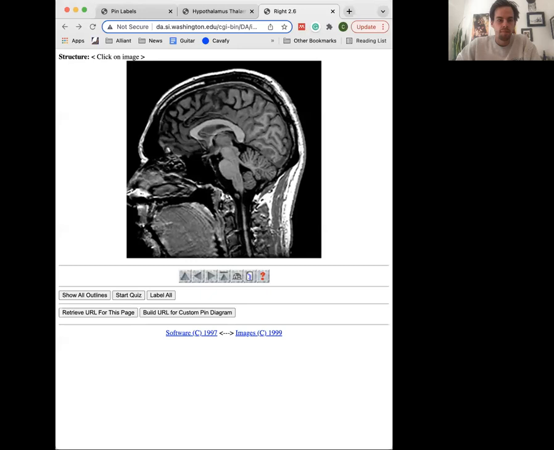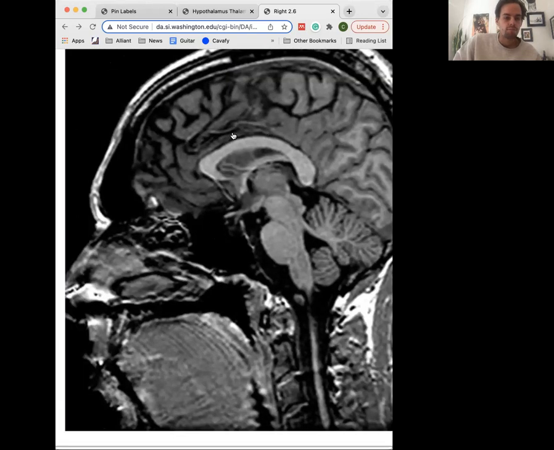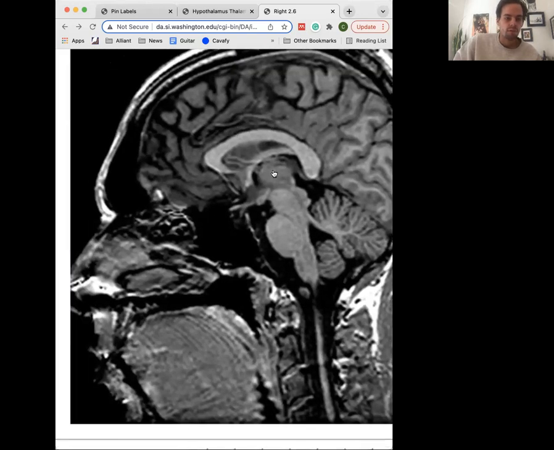And so let's look at this on an MRI image of this. So this is a sagittal view MRI, and so we can see here, this area would be the thalamus. And right now we're kind of in the middle of the brain, really.